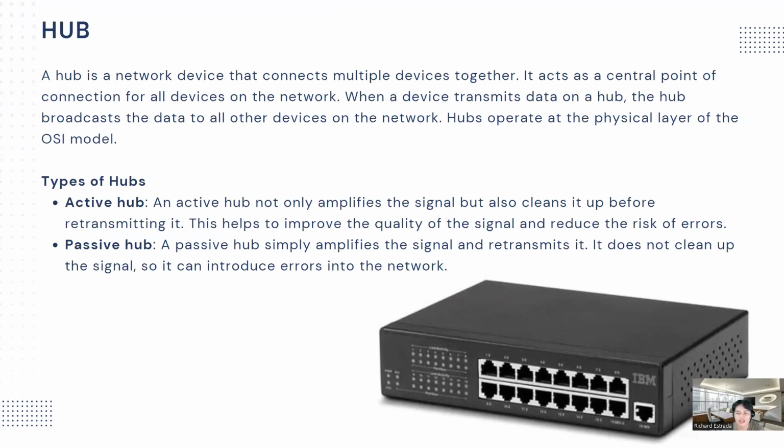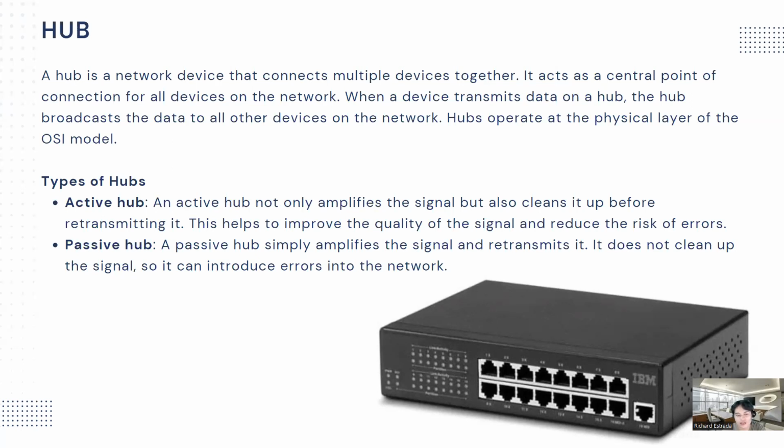So you have the hub. Now this device connects multiple devices together. So it acts as a central point of connection for all devices on the network. So when a device transmits data to a hub, the hub broadcasts the data to all other devices on the network, and hubs operate at the physical layer of the OSI model. So there are different types of hubs. We have the active hub, and then we also have the passive hub.